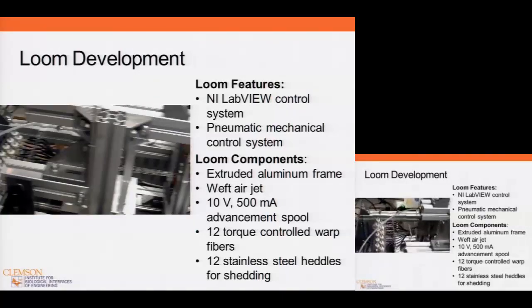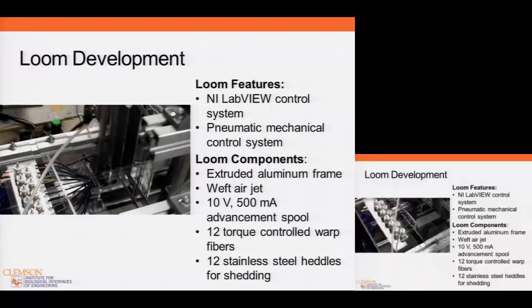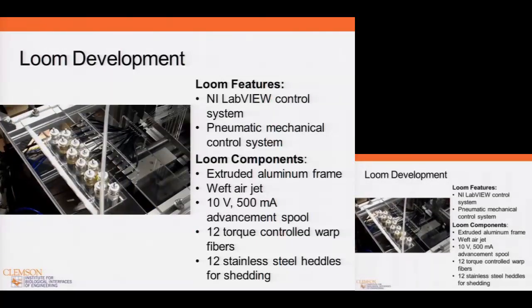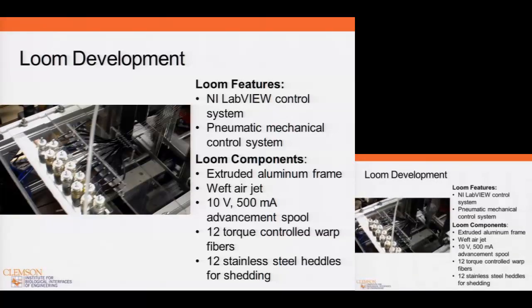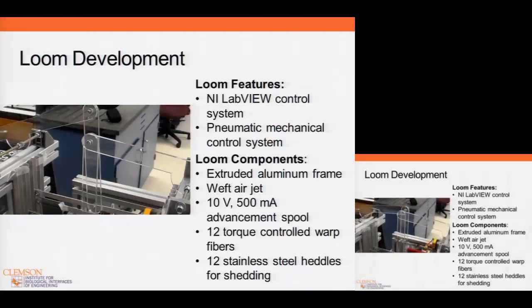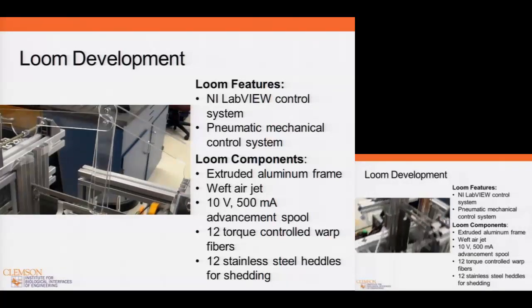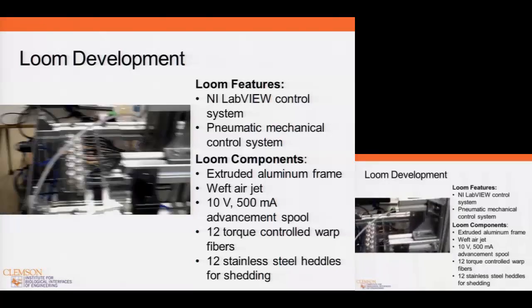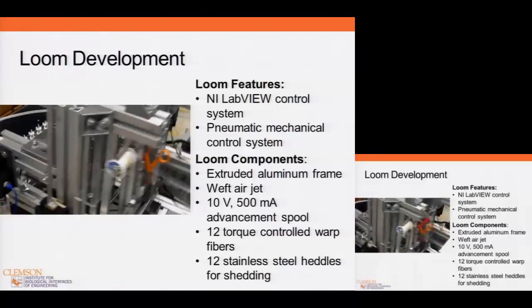As we come to the back here, we have our array of 12 torque-controlled DC motors, which basically gives us a constant tension for each one of our warp fibers. And then here's the part that really affects the weave configuration: our warp harnesses going up and down right now, which allow us to do the over and under weaving patterns.